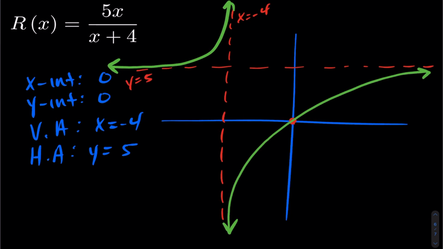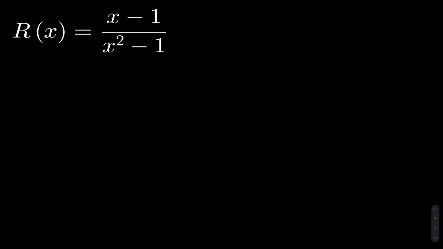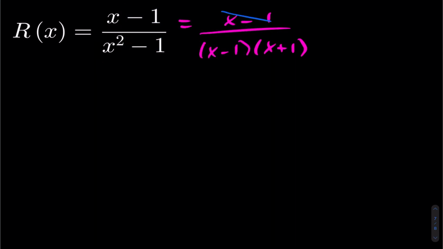Let's take a look at another example. Taking a look at our next example here, again, we want to find the same characteristics as before: x and y-intercepts, vertical and horizontal asymptotes. The first thing we must do when we're given a rational function is to see if there's any factoring and cancellation that can occur. You'll notice right away that in the bottom here we have a difference of squares, and you'll see that the x minus 1s can cancel provided that x is not equal to 1.